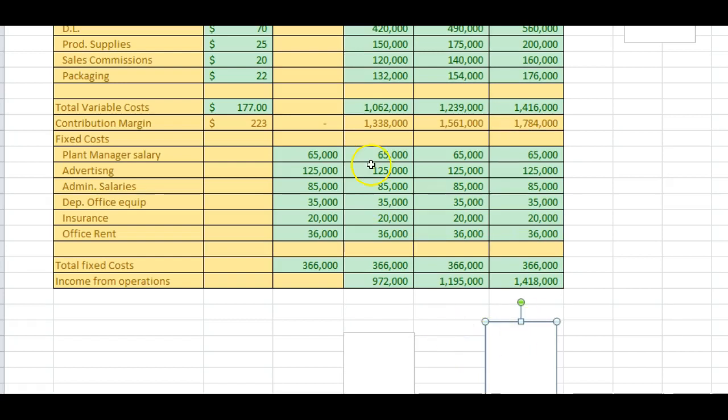So this is your contribution margin, and these are your fixed costs. This becomes your income from operations by subtracting the fixed costs from the contribution margin. This is sort of a standard set of costs. Now, what do you do with this, and why do I care? Well, that's where variances come into play.